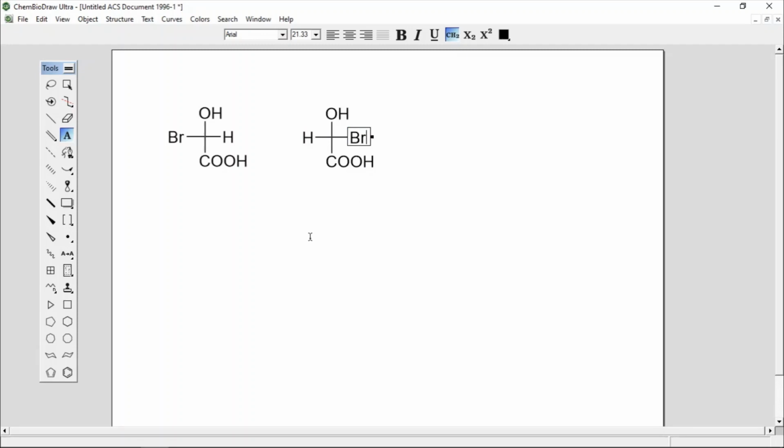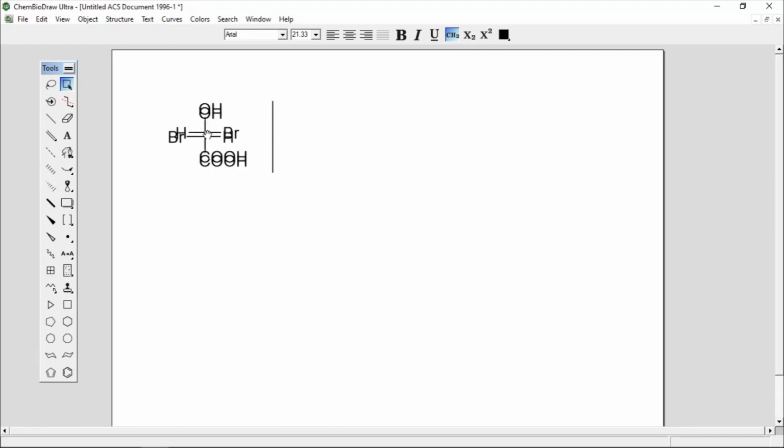Now suppose you consider this line as your mirror. So these two are mirror images of each other, and these are non-superimposable mirror images. To understand, you have to imagine that we are superimposing the second molecule on the first molecule, or the first molecule on the second molecule.